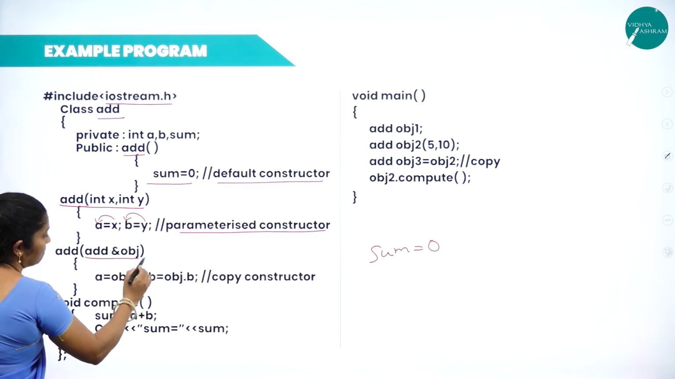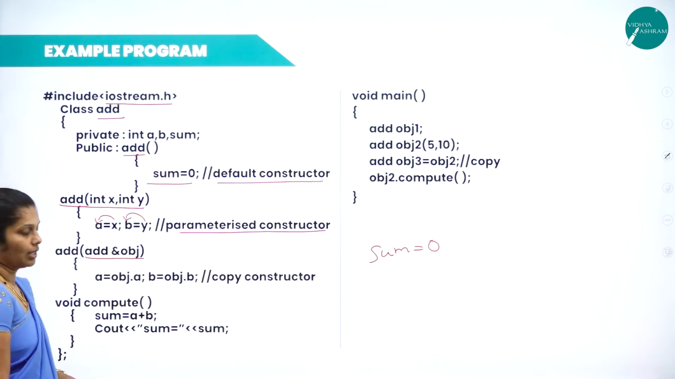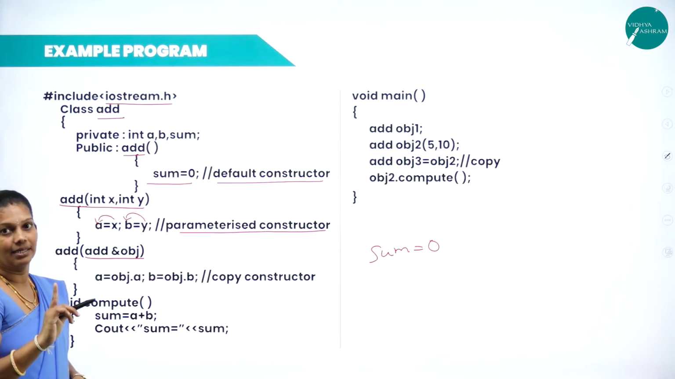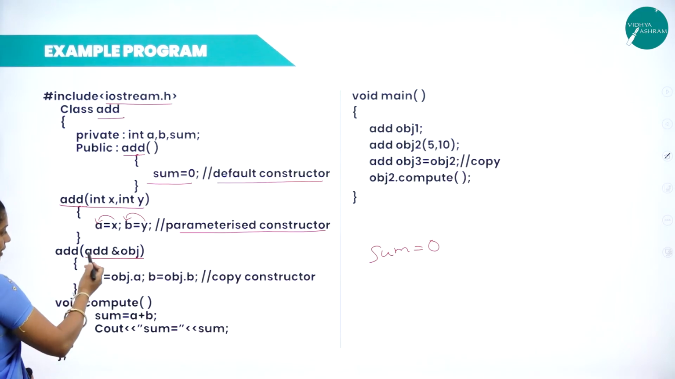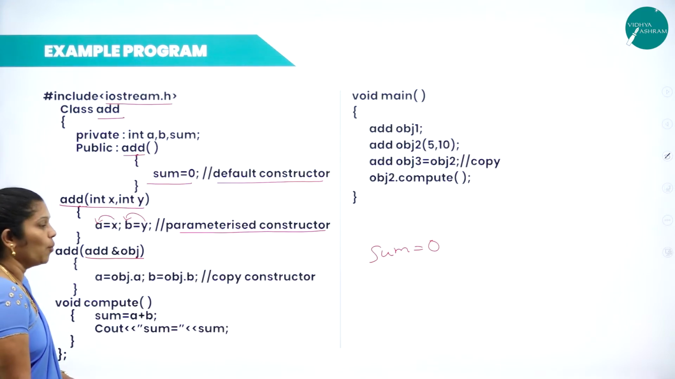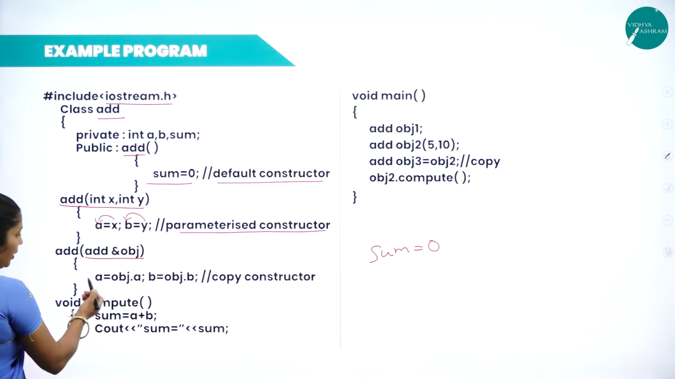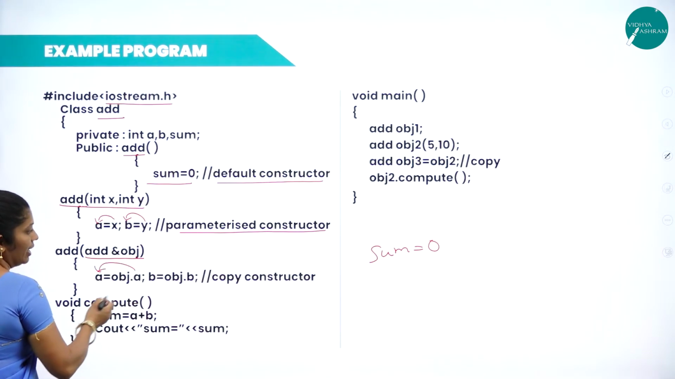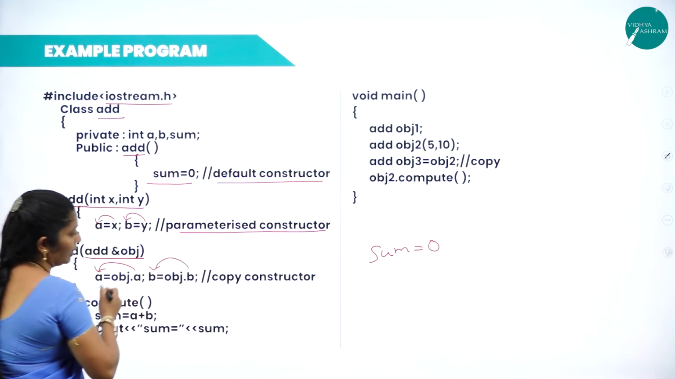And one more function we are taking, add. Here, add ampersand object. If you observe here, this is a copy constructor. Add is the class name. Once again, add ampersand obj we have given. It is a copy constructor. What we are doing in this function: the object's a value will move to a and the object's b value will move to b here.